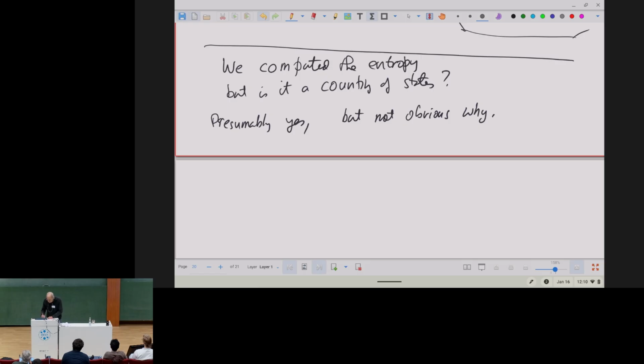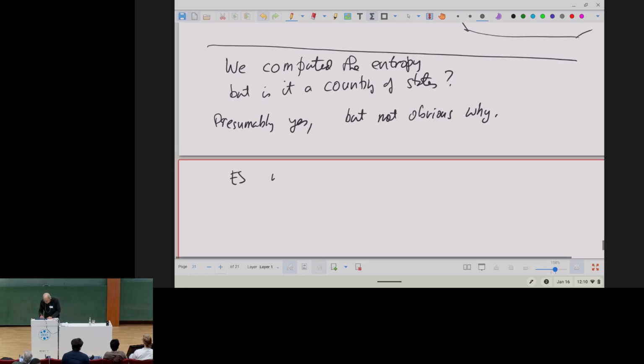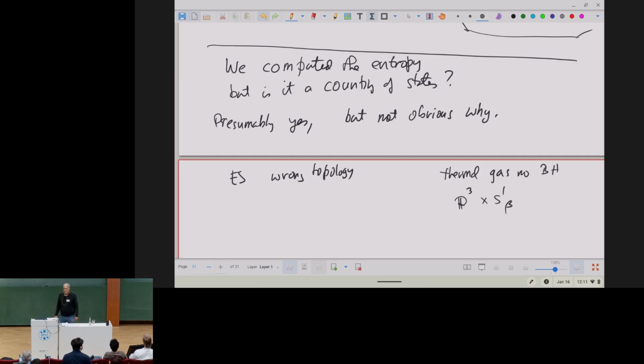It's not obvious why, because the Euclidean Schwarzschild has the wrong topology. For the thermal gas, well, suppose we had a thermal gas with no black hole. We would use a topology R3 times S1 beta, and then, well, I was asked why the path integral in R3 times S1 beta gave the partition function of a thermal gas. Well, the person who asked about why the determinant is related to the thermal gas might not have realized that was the question being asked, but it was, because the determinant is the partition function for the free field.